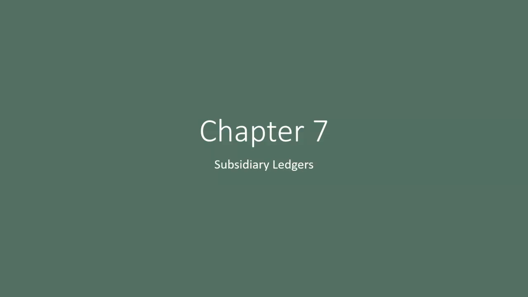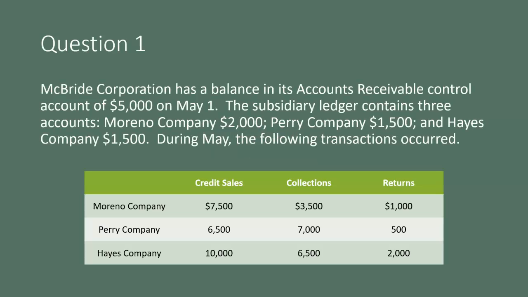Let's talk about subsidiary ledgers. So this question here says McBride Corporation has a balance in its accounts receivable control account of $5,000 on May 1st. The subsidiary ledger contains three accounts: Moreno Company, $2,000, Perry Company, $1,500, and Hayes Company, $1,500. During May, the following transactions occurred.